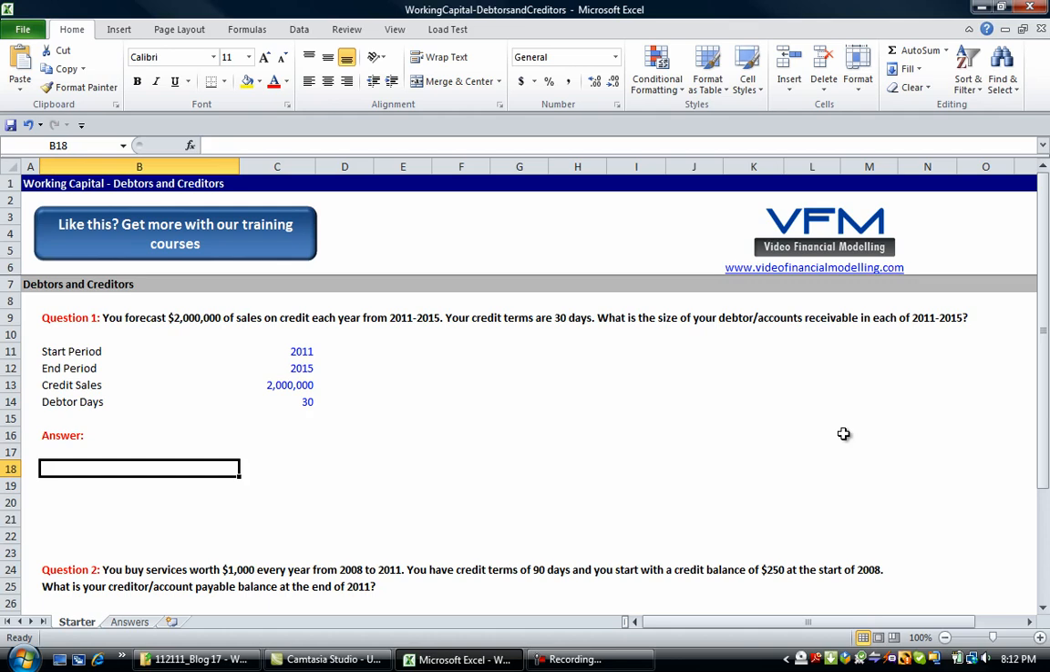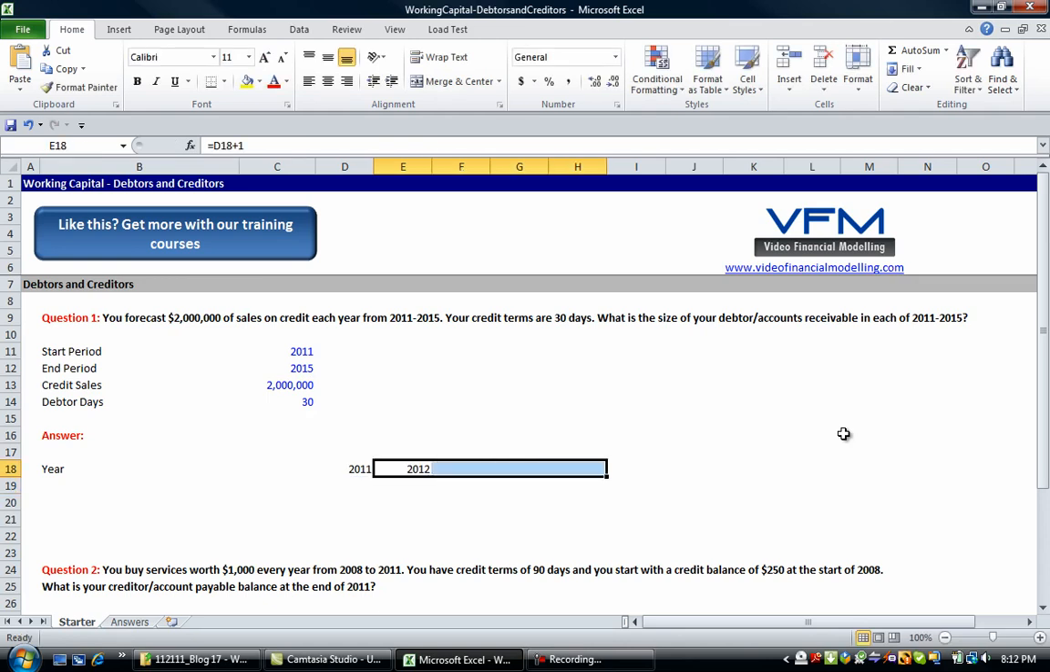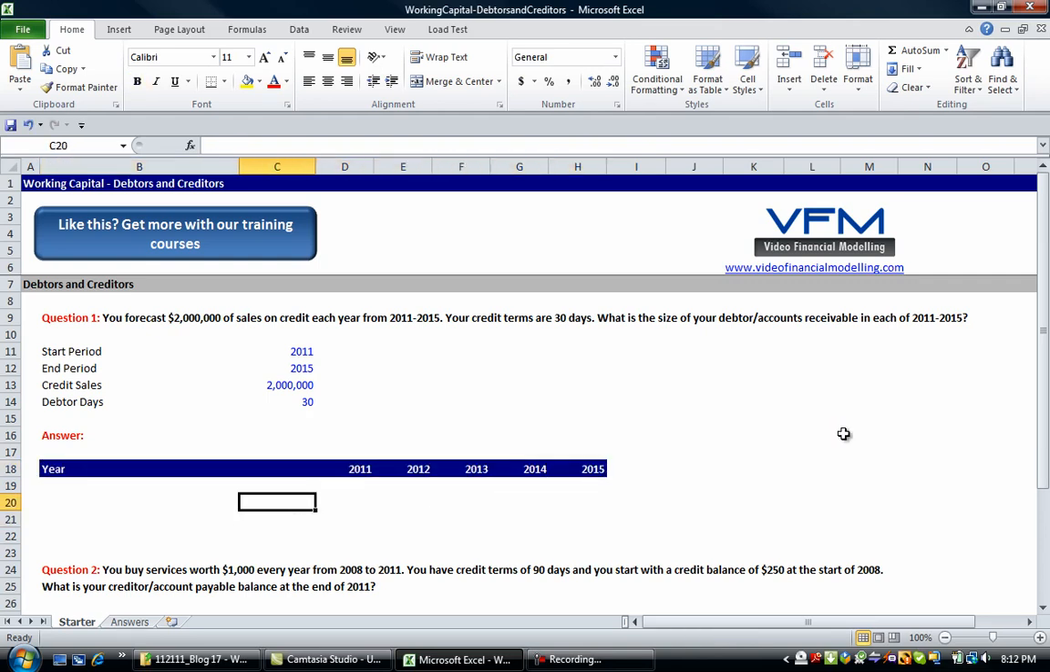Okay, so the first thing we're going to do is put in year, and we're going to go equals the start period, and I'm just going to add 1 to each of these and copy right, so Control R. And I might just do some formatting as well.